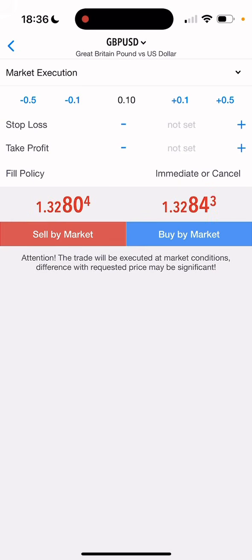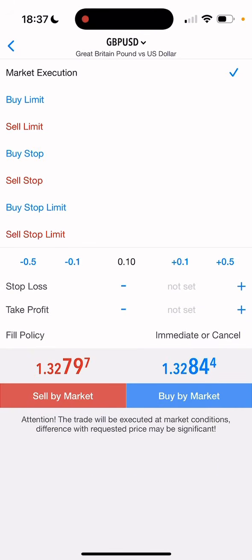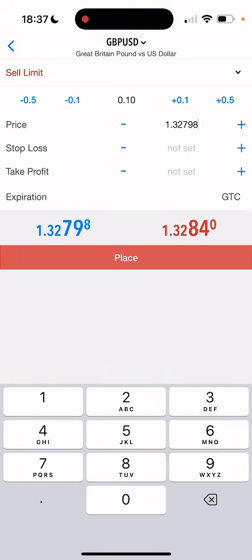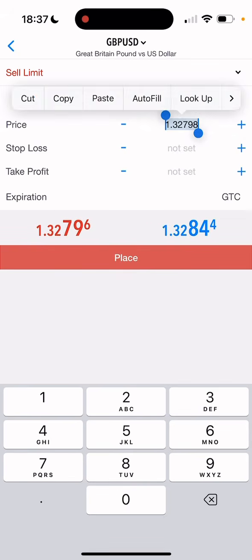This one over here on top of sell by market. So what do we do? We tap on market execution, a drop down menu comes, we tap on sell limit, and then we simply place the price as was given. So we simply copy and paste that into the chart.